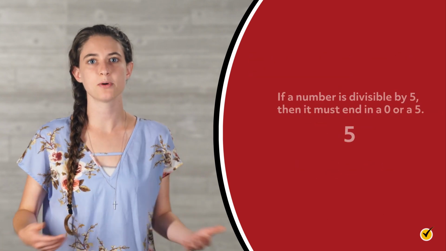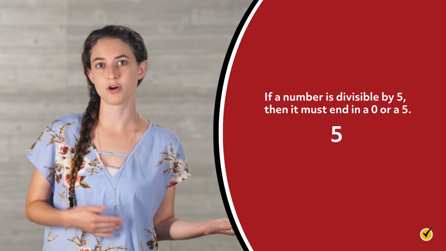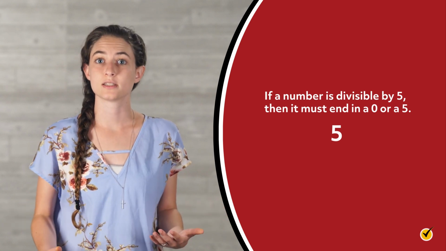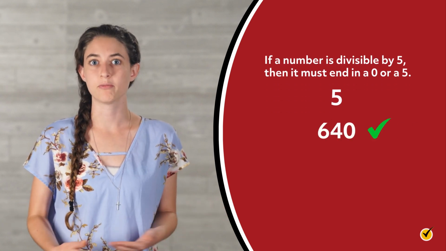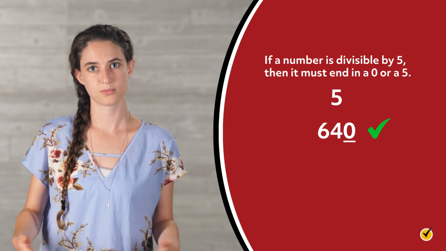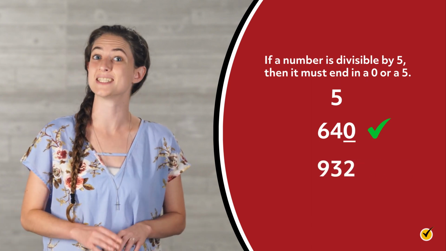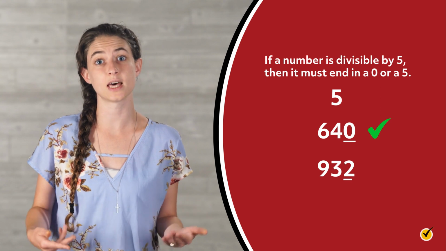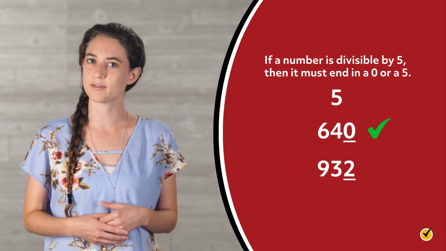If a number is divisible by 5, then it must end in a 0 or a 5. For instance, 640 is divisible by 5 because its last digit is 0. On the other hand, 932 is not divisible by 5 because its last digit is neither 0 nor 5.